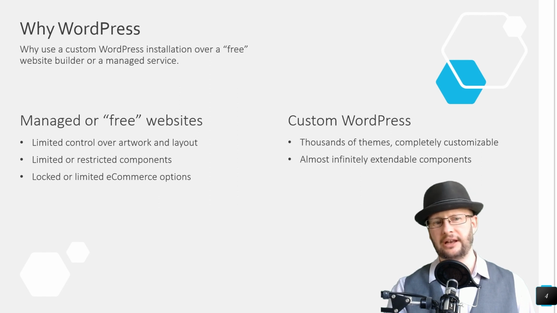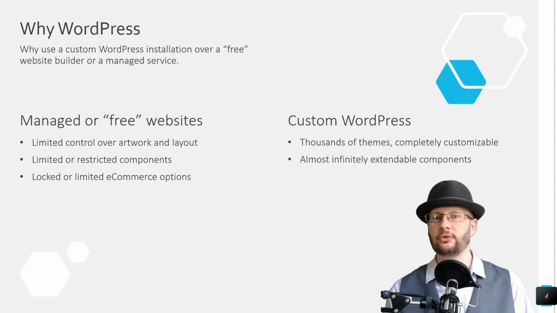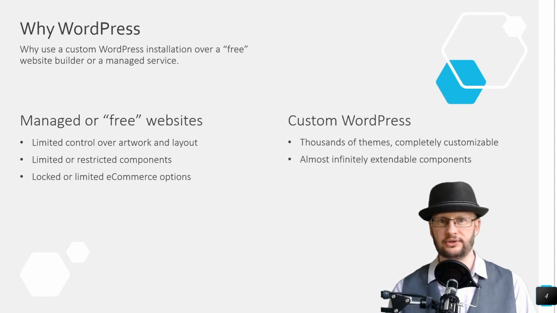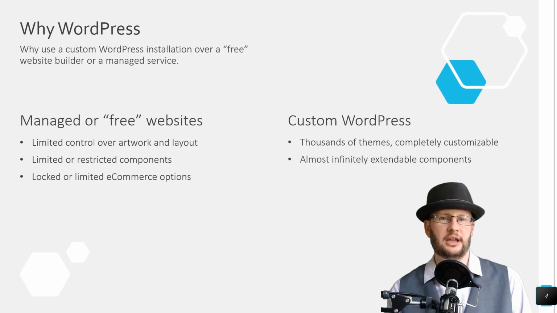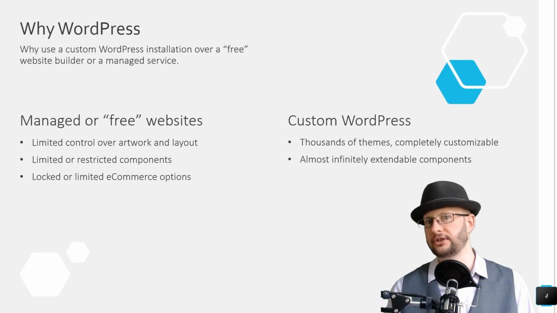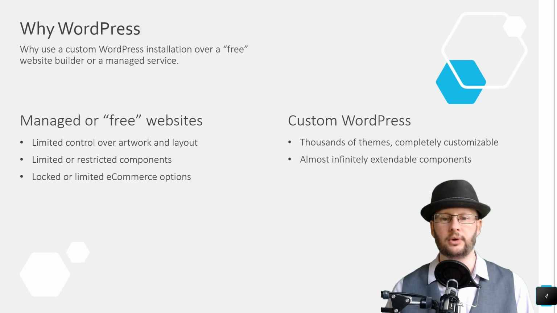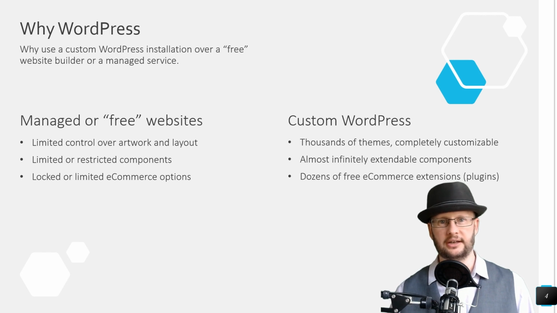There can be locked or limited e-commerce options with the free ones, where they will give you a type of product or an item that you have to use, as in, it needs to be a single product. You can't do a variation, say colors on t-shirts, for example. Whereas with custom WordPress, there are dozens of free e-commerce plugins and extensions that allow you to do just about anything. We touch on that in the masterclass a little bit later on.